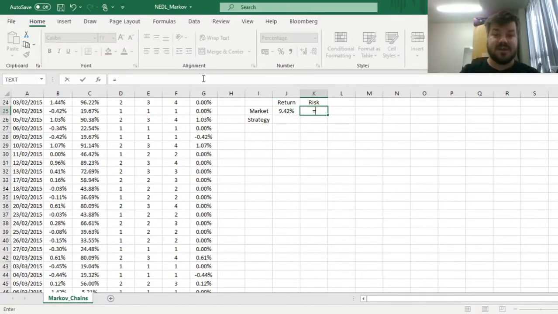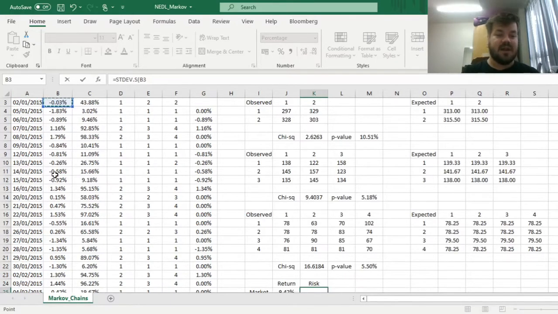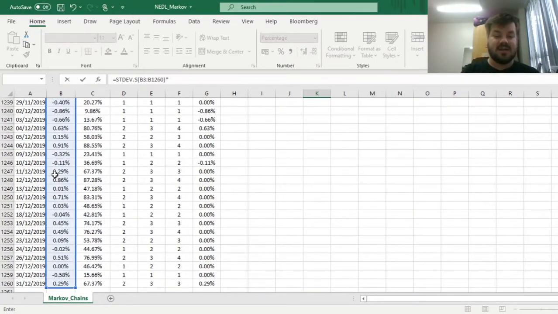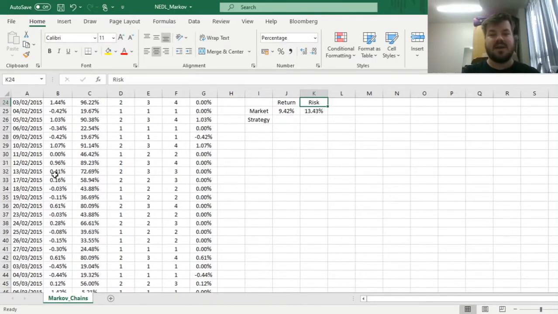For annualized risk, we can apply the sample standard deviation function and apply it again to the whole array, and to annualize it, we can multiply it by the square root of 252. And we can see that the market provides us with an average annualized return of 9.42%, subject to risk of 13.4%. But what about our strategy?